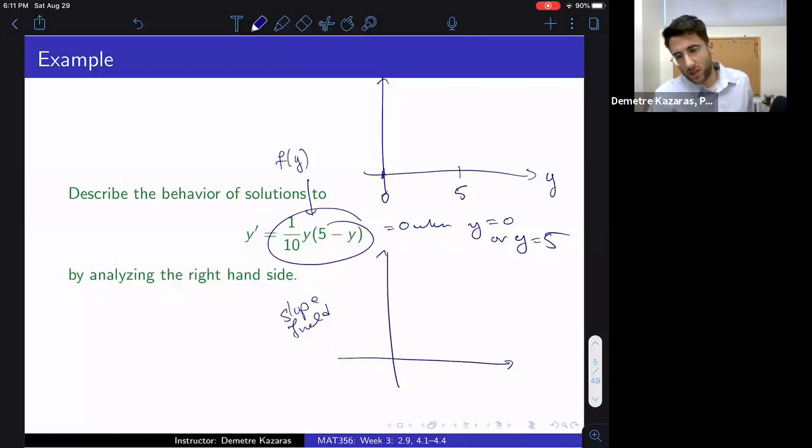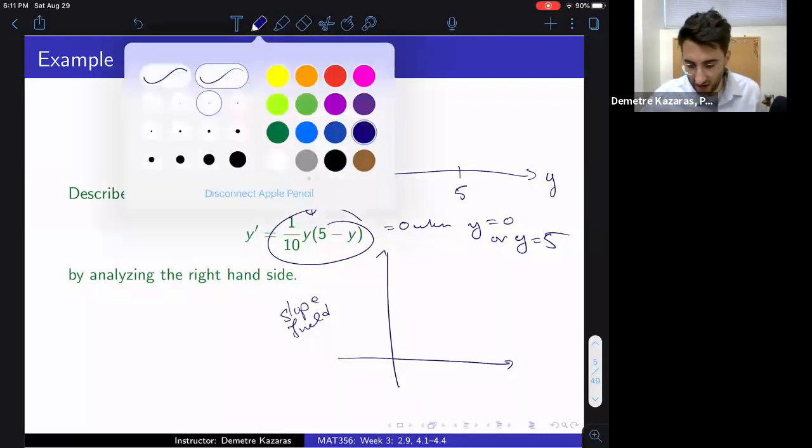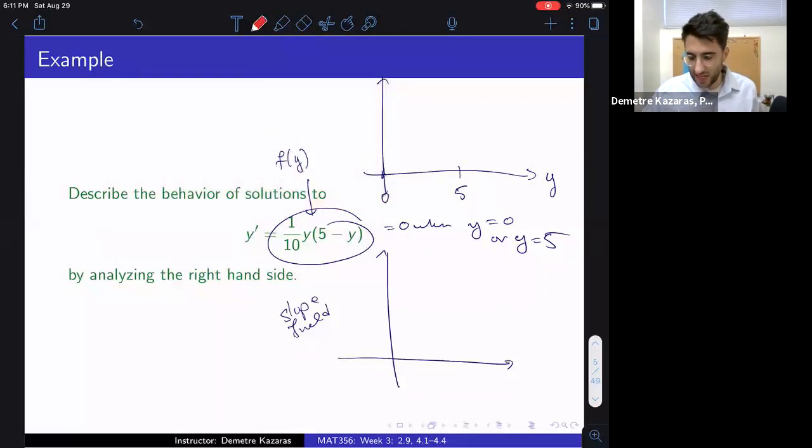Let's try and sketch the rest of the graph. It's not hard to see that if you are to the left of 0, then this expression here will be negative. Then it'll be positive, and then it'll be negative after the second 0, at 5. So this is a sketch of the graph of f.